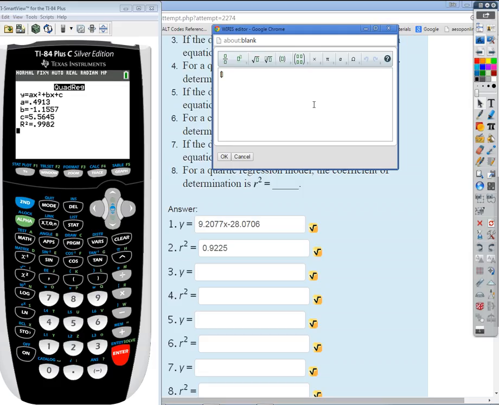Okay, so now y equals ax squared plus bx plus c. You see that? It reminds us what the model is at the top. So 0.4913 x squared minus 1.1557 x plus 5.5645.